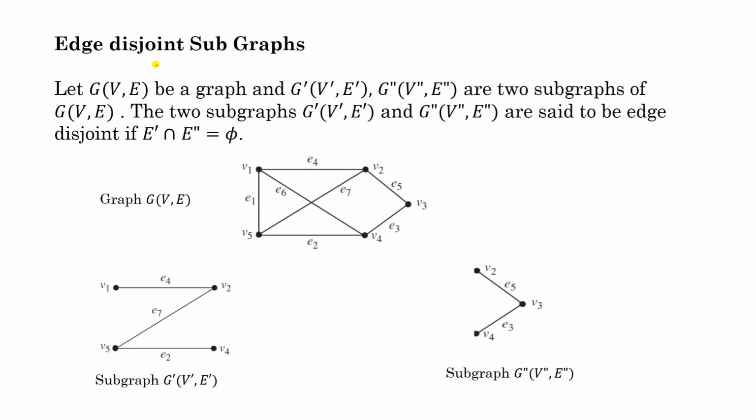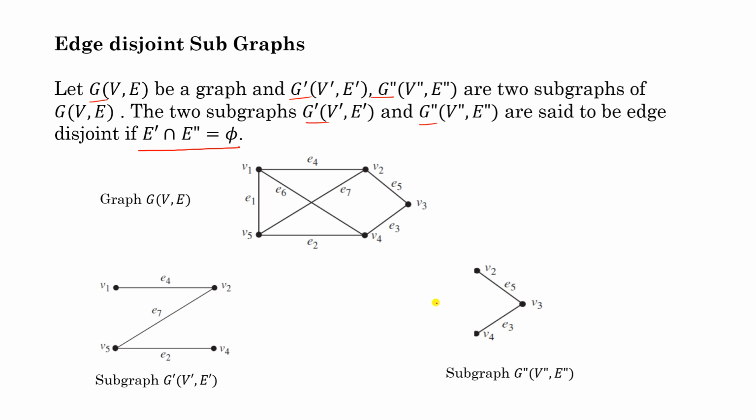Similarly, you can define edge disjoint subgraphs. Suppose G is a graph, and G' and G'' are two subgraphs. The two subgraphs G' and G'' are said to be edge disjoint if E' intersection E'' equals the empty set. This is the graph G(V, E), and look at this: this is the first subgraph, this is the second subgraph. Here the edges are E4, E7, E2, and here E5 and E3. So if you find the intersection of these two edge sets, then it will be empty. It means no edge is common between these two subgraphs. That's why these two subgraphs are edge disjoint subgraphs.